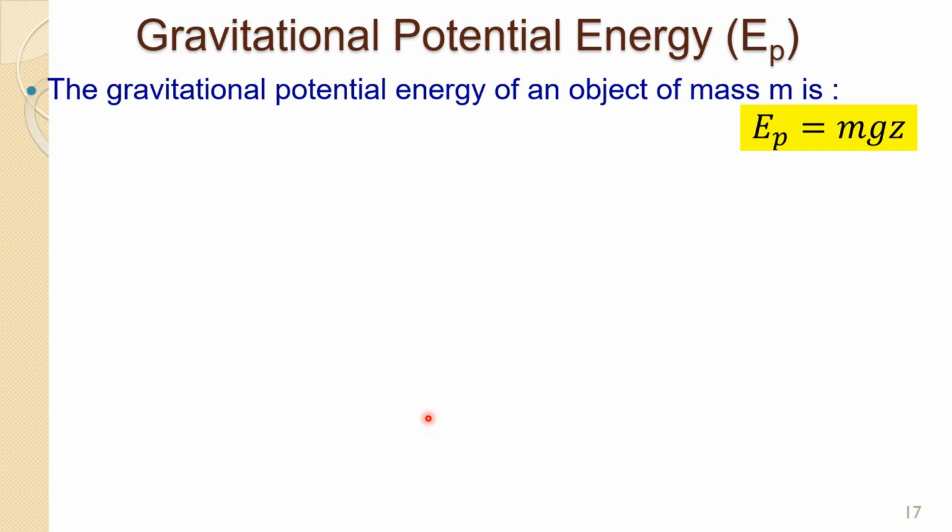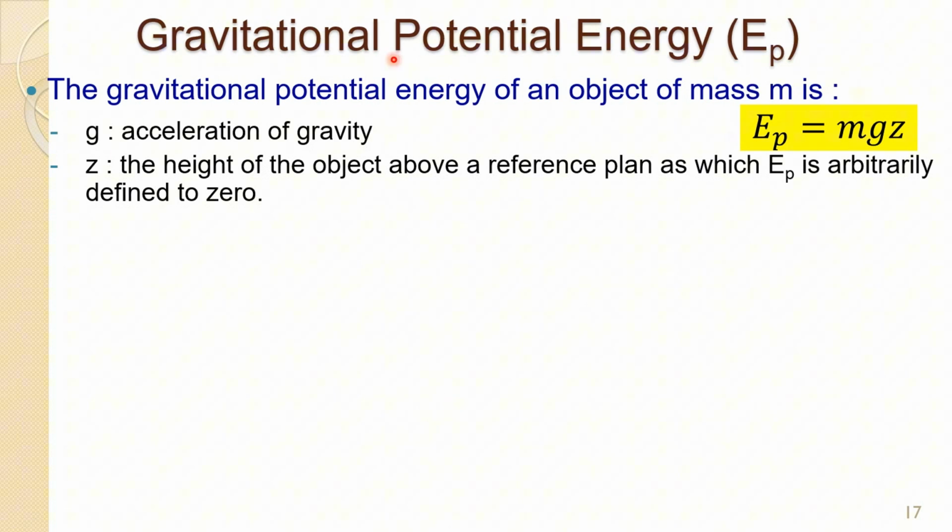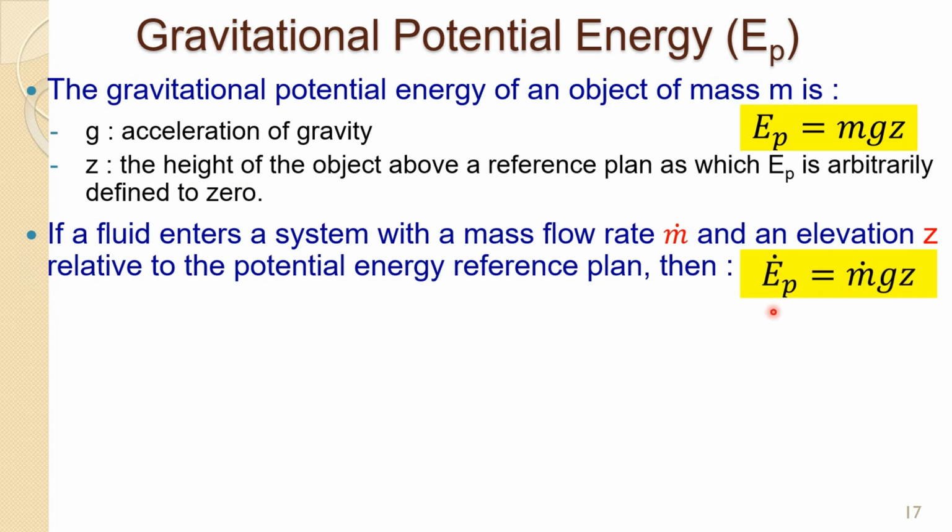So you learn the kinetic energy. Kinetic energy divided by time will become power. Right. How about gravitational potential energy? Gravitational potential energy, you learn this in junior high. So energy will be what? mgh. m is mass, g is the acceleration of gravity, z is the height. Right? So if a fluid enters a system with the mass flow rate m dot, and z is relative to the potential energy reference plane, then this one.